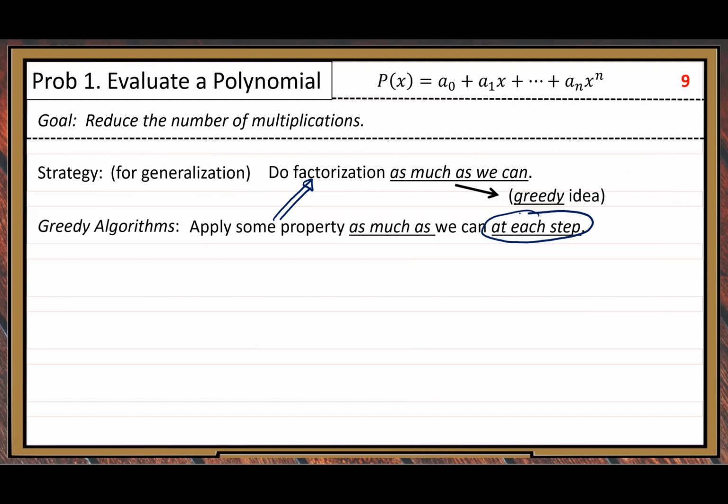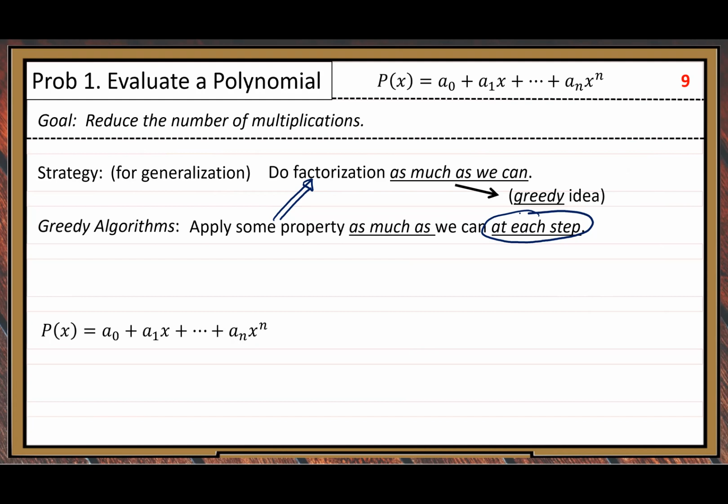We need many steps. Each step, we do one factorization. Then the next step, another factorization. But at each factorization, we want to cover as many terms as possible. That's what I mean by the greedy strategy. How do we apply the greedy strategy here? Let's apply it.